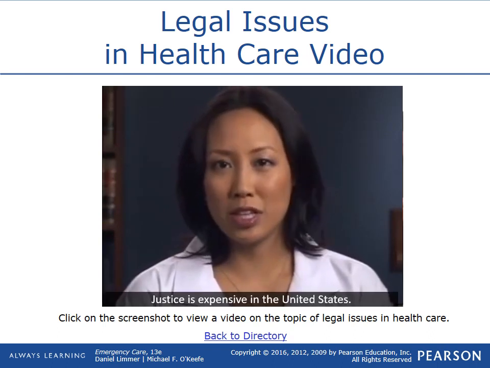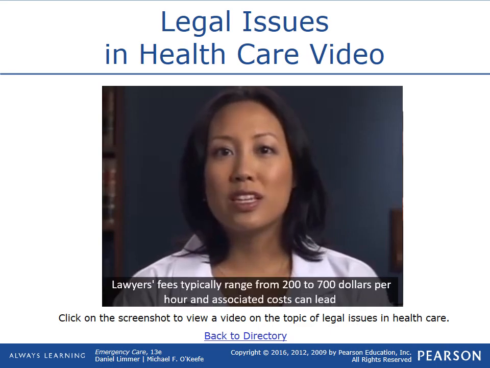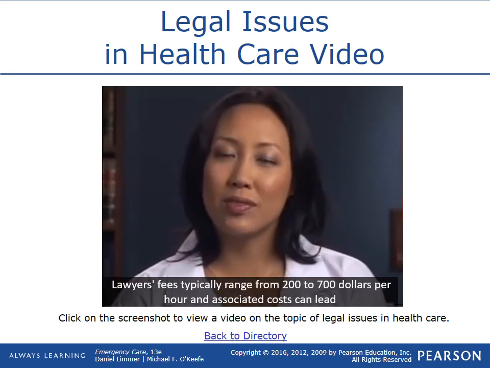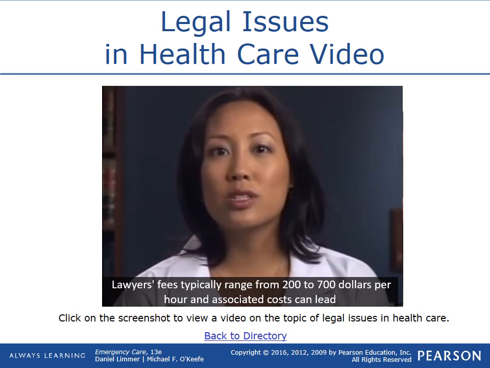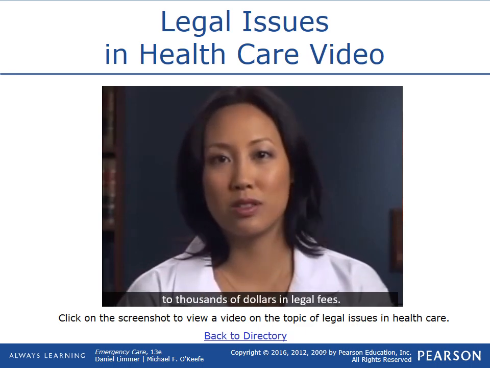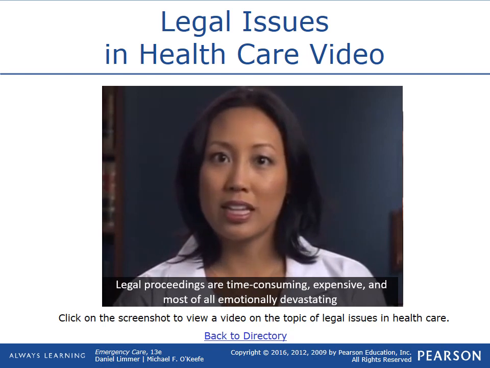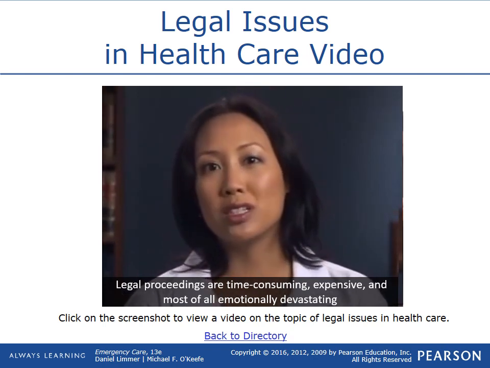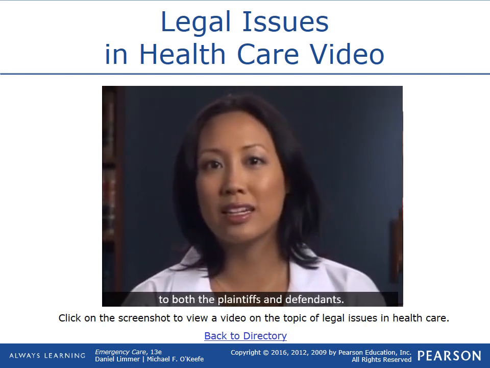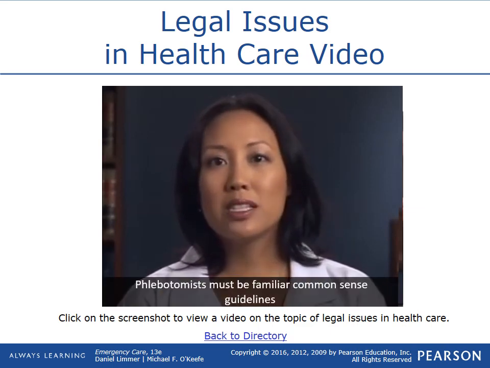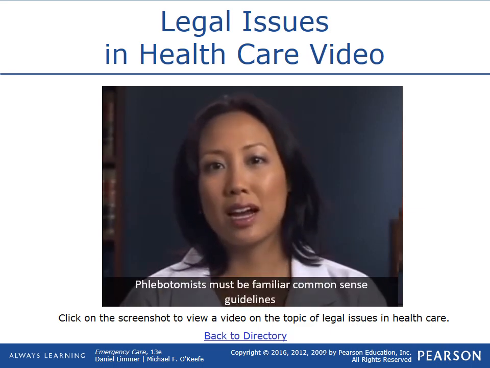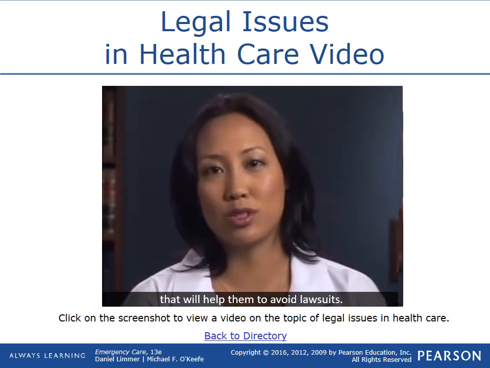Justice is expensive in the United States. Lawyers' fees typically range from $200 to $700 per hour, and associated costs can lead to thousands of dollars in legal fees. Legal proceedings are time-consuming, expensive, and most of all, emotionally devastating to both the plaintiffs and defendants. Phlebotomists must be familiar with common-sense guidelines that will help them to avoid lawsuits.